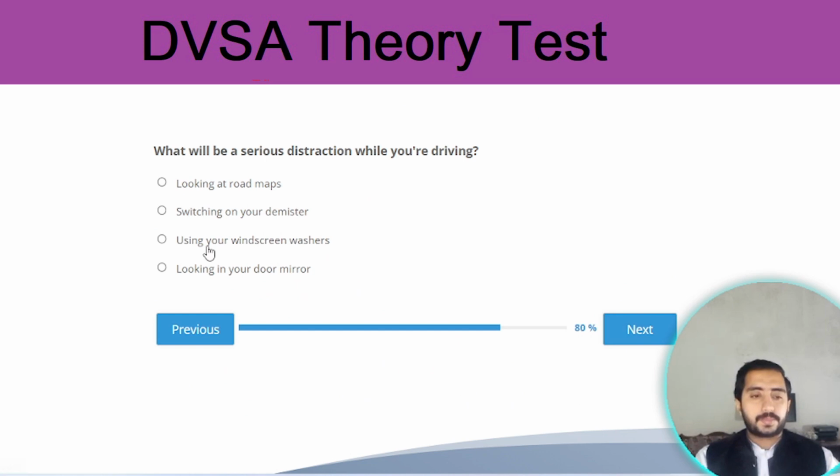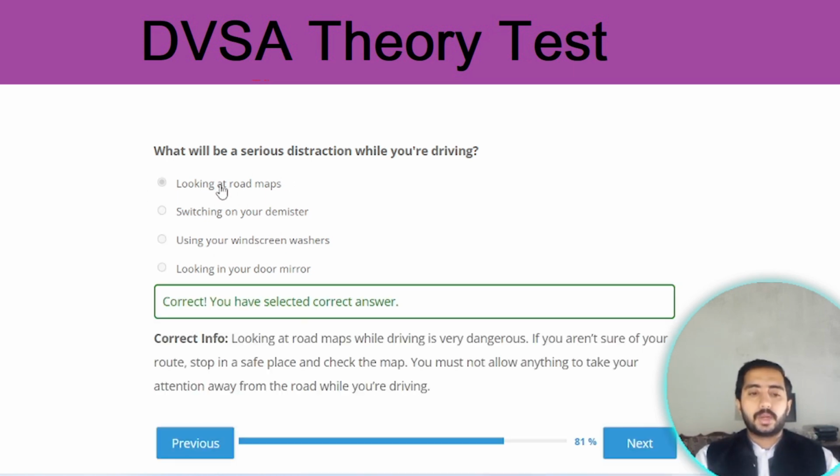Next question. What will be the serious distraction while you are driving? While you are driving, the serious distraction will be looking at the road maps. Option A is the correct one.